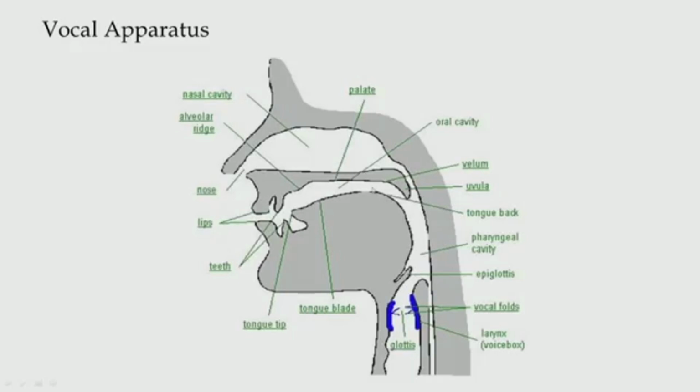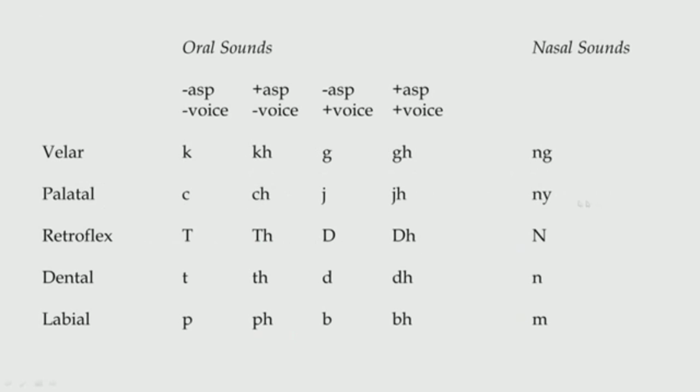Similarly, for a palatal sound also, we can get a palatal nasal. For retroflex, we can get a retroflex nasal. For dental, we can get a dental nasal, and for bilabials, we can also get a bilabial nasal. That is how this chart helps us understand the broad distinction between oral and nasal sounds.